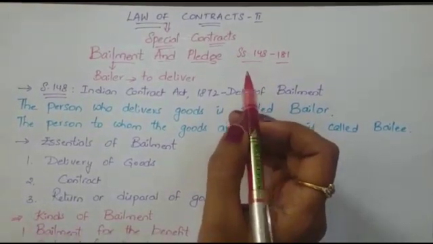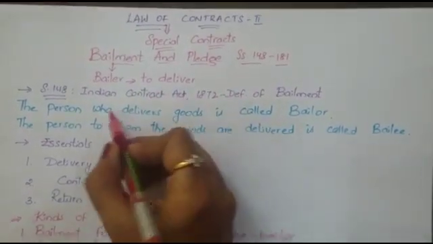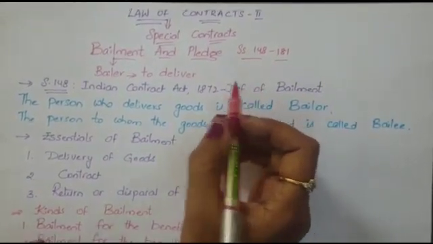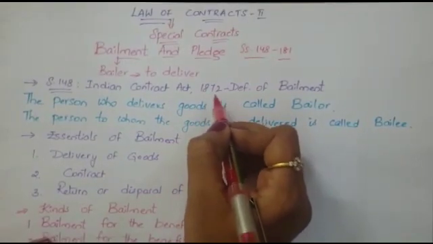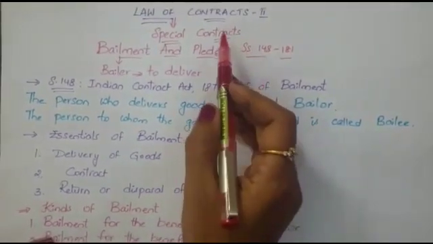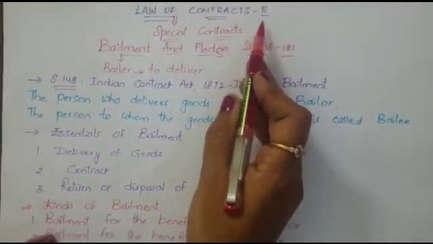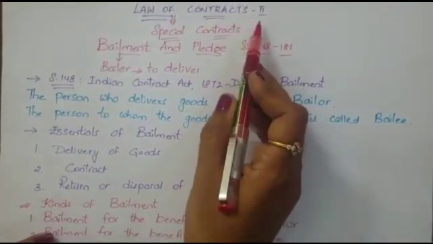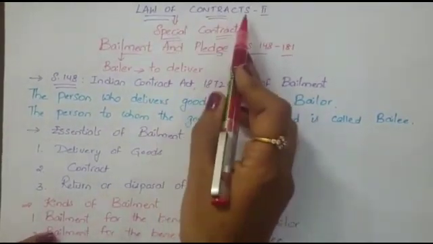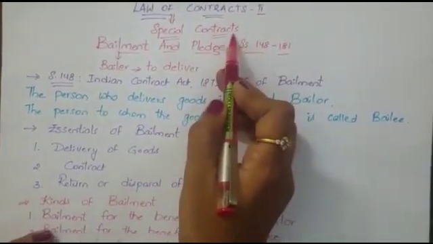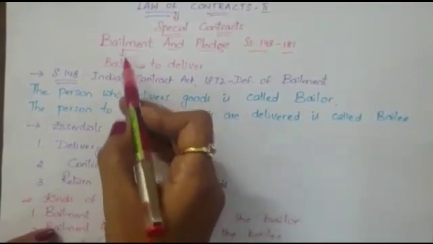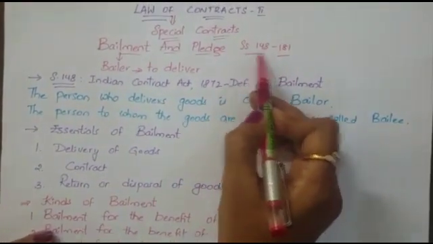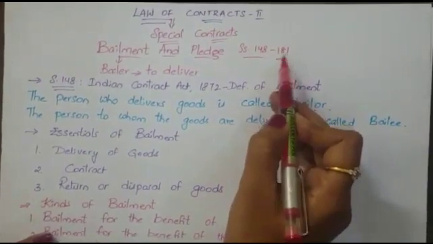Hi guys, today our topic is about the Indian Contract Act 1872. Under the Indian Contract Act 1872, it is divided into Law of Contracts 1 and Law of Contracts 2. Law of Contracts 1 deals with the general principles of contracts and Law of Contracts 2 deals with the special contracts. So today our topic is about bailment and pledge, which deals with sections 148 to 181.